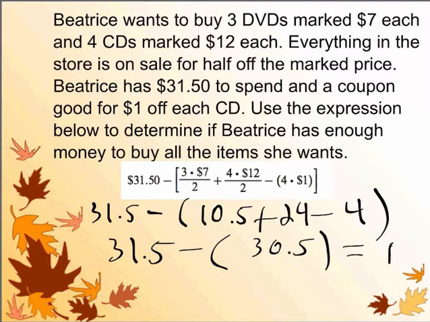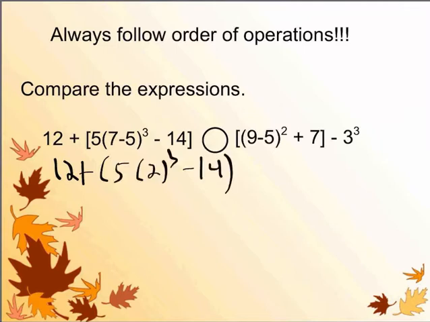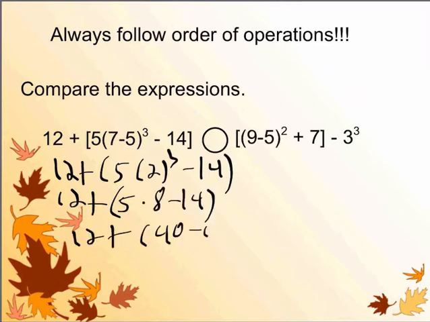You know what, I'll go back and do the previous one. So if we look here, we had 12 all plus 5, and then 7 minus 5 is 2. That's going to be cubed, minus 14. So we get 12 all plus 5, 2 cubed is going to be 8, so 5 times 8 minus 14. We get 12 all plus 5 times 8 is 40, minus 14. So we do that in parentheses, so 26, 12 plus 26, that's going to give us 38. Beautiful.